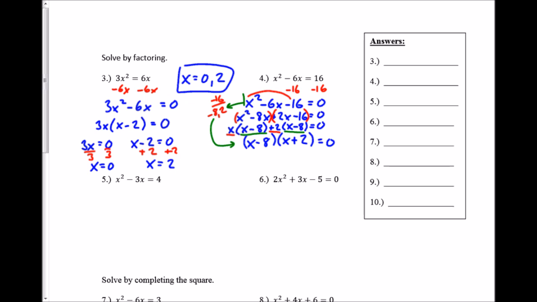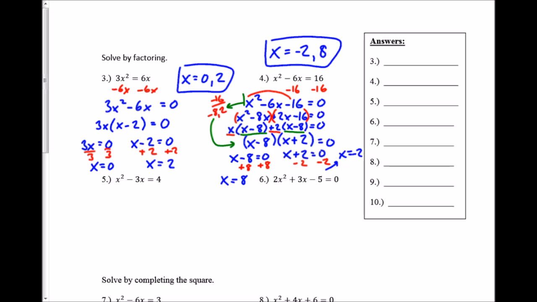Okay. Now that I have the thing factored, I'm going to set each factor equal to 0, and I'm going to solve each. This first one I would add an 8 to each side, and when I do that, I find out that x equals 8. The second one I would subtract a 2 from each side, and I'd find out that x equals a negative 2. All right, so for this one, the two answers I get are the negative 2 and the positive 8. Okay?